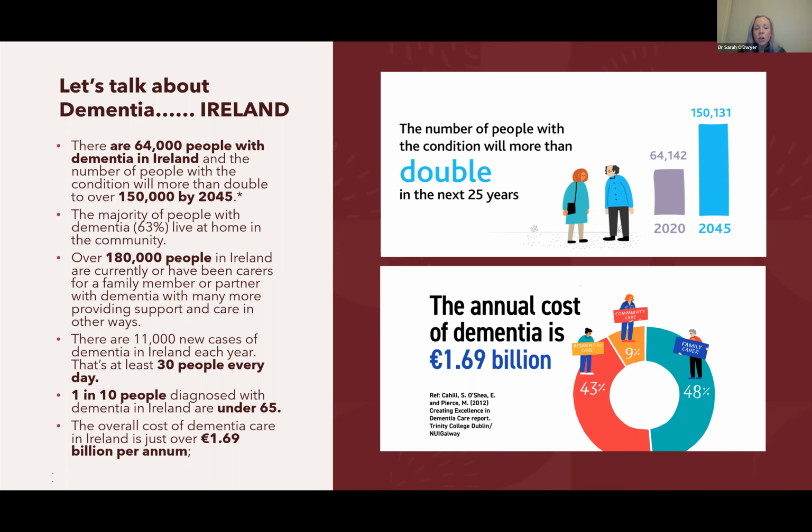And the overall cost of dementia care in Ireland is almost 2 billion per annum. So it's a significant emotional and economic and personal burden for many, many people who develop a diagnosis of dementia. And it can often be very difficult for them to navigate the pathway forward in a country where there's often limited resources to manage this.